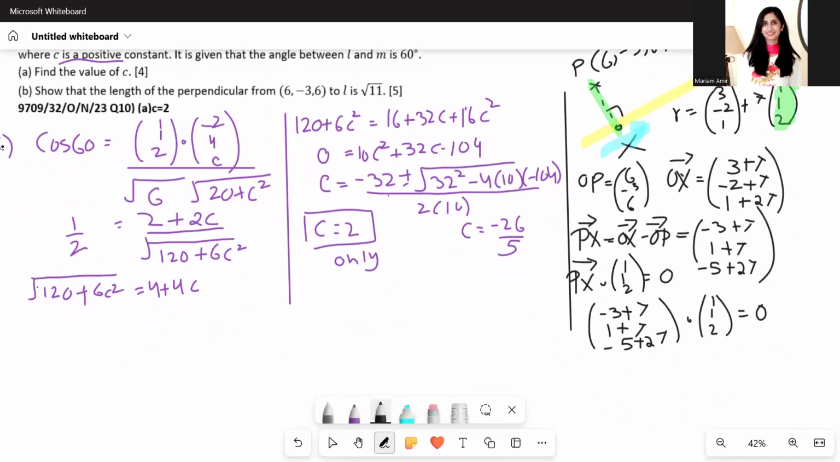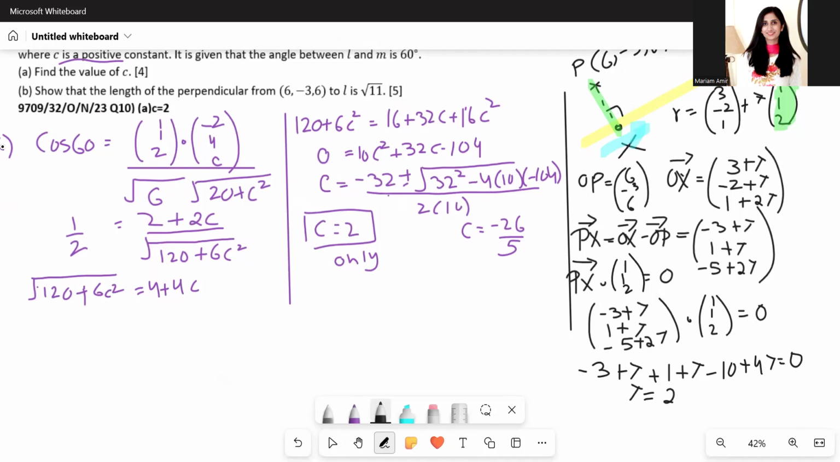So we get -3 plus lambda times 1, which is this. Then 1 plus lambda times 1, which is plus 1 plus lambda. Then plus 2 times bracket -5 plus 2 lambda, that would be -10 plus 4 lambda equals to 0. Solve this, you will get lambda equals 2.